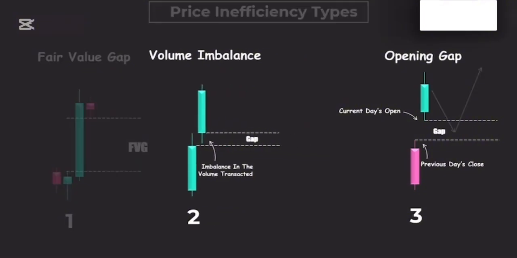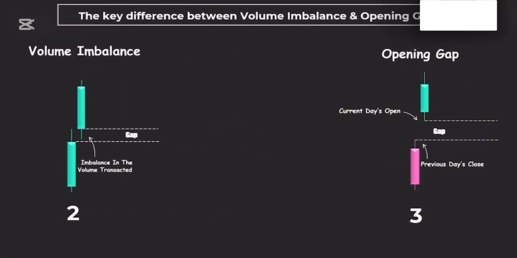opportunities. The key difference between a volume imbalance and an opening gap is that volume imbalances have trading history and candle overlap, especially wicks, while opening gaps show a complete void, meaning no trading occurred in that price range.